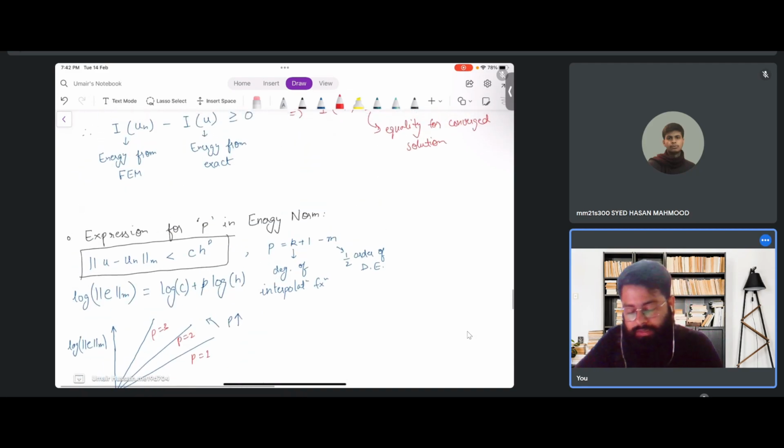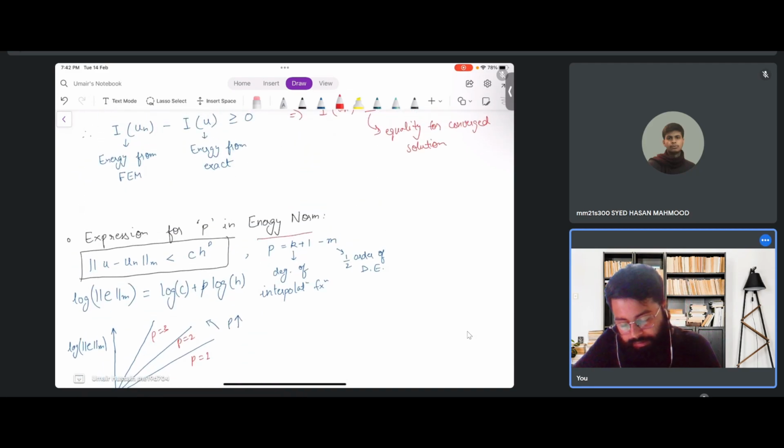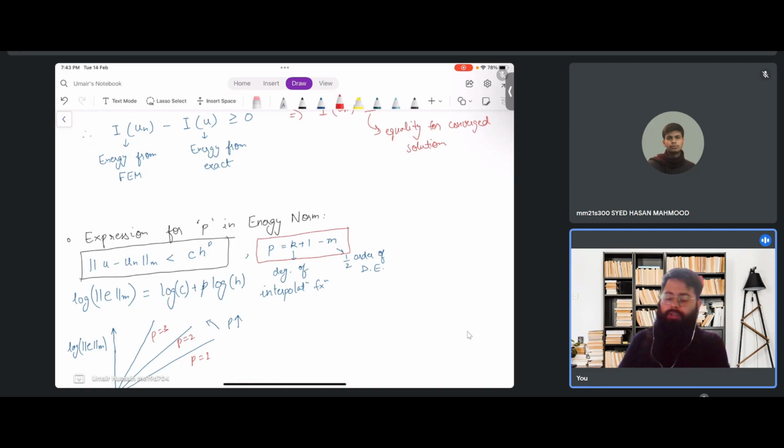I forgot to mention that the expression for p is here, where k is the degree of the interpolation function, or the degree of the polynomial we use, and m is actually half of the order of the differential equation. So basically, the order of the differential equation is 2m, twice of m.